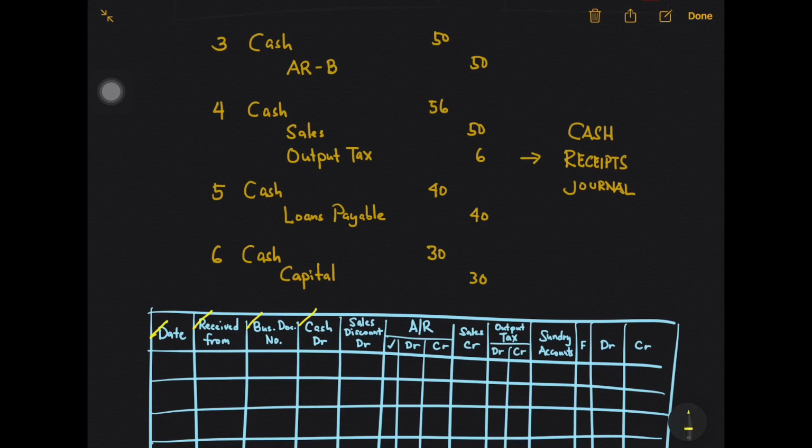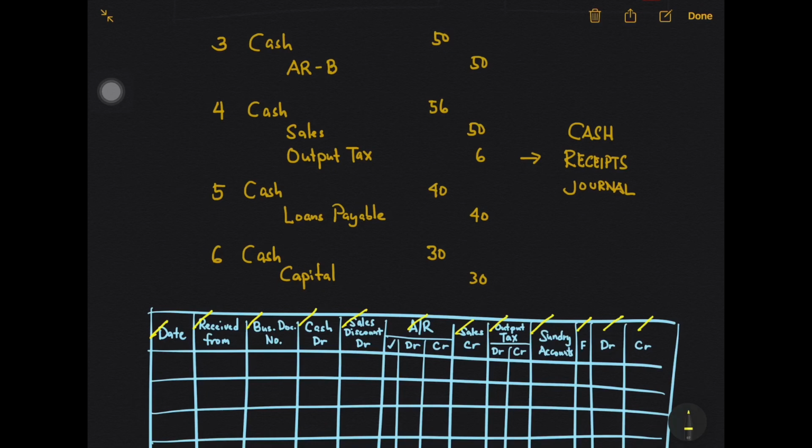It really depends on what account titles they often use. In this format, I included sales discount, accounts receivable, sales, and then output tax. And we have the sundry accounts, which will take in account titles that are not included in the columns. And then the F1 is for the posting of the sundry accounts. And then the debit credit here would be the amount for the sundry accounts that you will write.